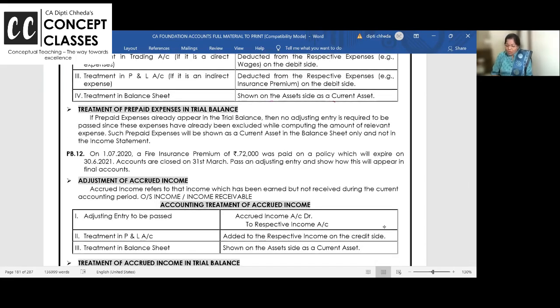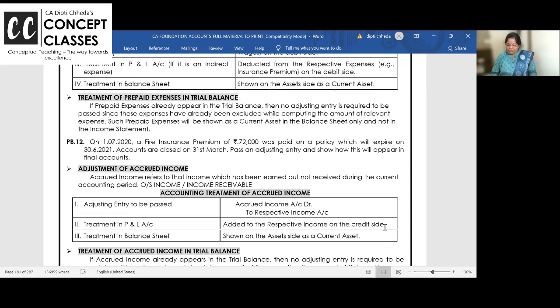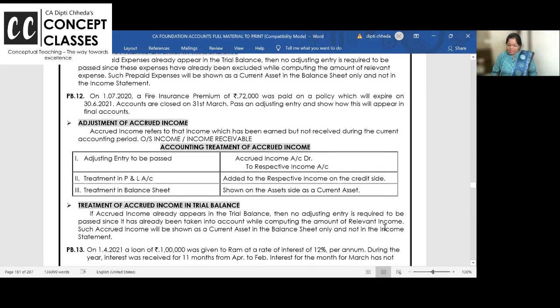Prepaid expense, if it is already appearing in the trial balance, no adjustment is required to be passed since these expenses have already been excluded. Such prepaid expenses will be shown as current assets in the balance sheet and not in the income statement. Only one effect you will give, in the balance sheet. Okay? So the 12th problem is a very practical example. Do it well, do it along with me.